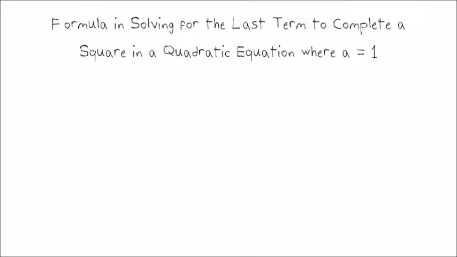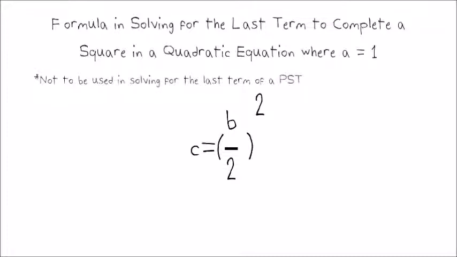Formula in solving for the last term to complete a square in a quadratic equation where a equals 1: c equals b divided by 2, raised to the second power. However, this is not to be used in solving for the last term of a PST, or again, a perfect square trinomial.